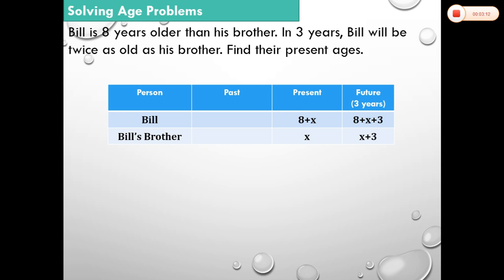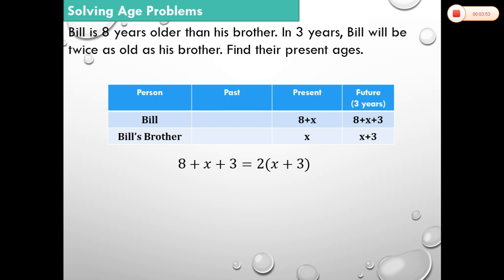The first condition in the problem is that Bill is 8 years older than his brother. So let's represent the brother's age as x, and Bill will be 8 more than the age of his brother, represented by 8 plus x. In 3 years, meaning their present age added by 3. So in 3 years, Bill's brother will be x plus 3, and Bill is x plus 3 plus 8, or 8 plus x plus 3.